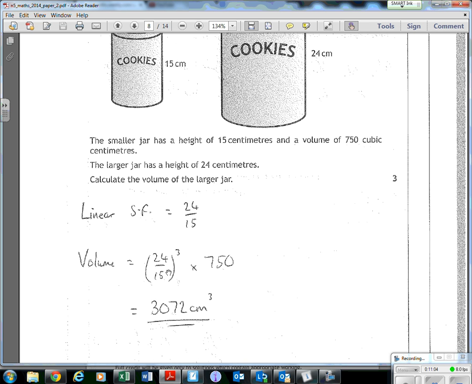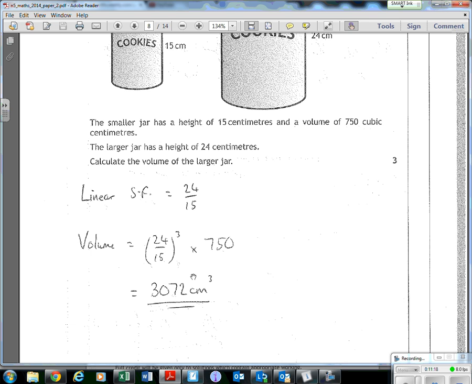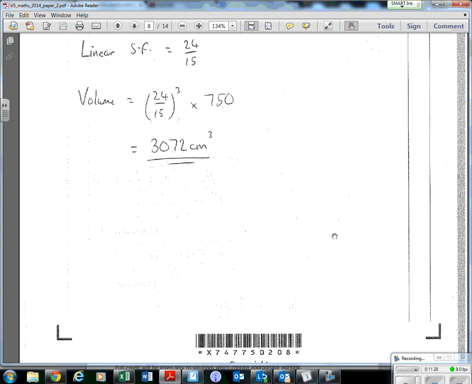So it'll be 24 over 15 in a bracket cubed. Because if the bracket's not there, your calculator will only cube the top of the fraction, not the bottom as well. So put it in a bracket and multiply it by the volume of the small jar. And it comes out as 3072 centimeters cubed. If it was an area scale factor question, you'd just be squaring because it's 2D. So cube if it's 3D, square if it's 2D.